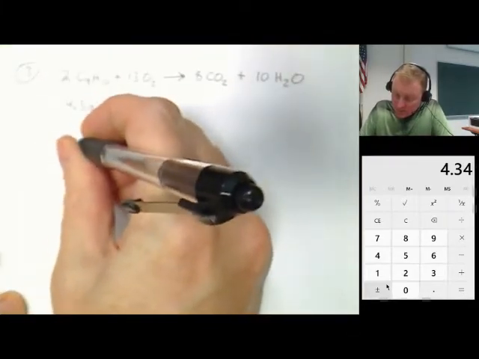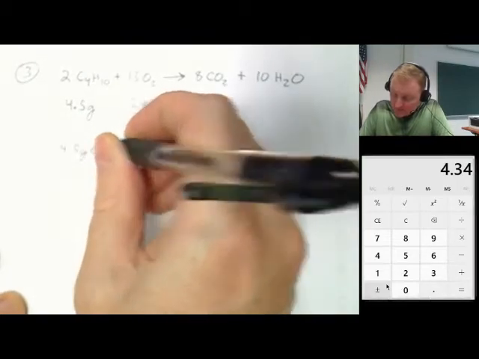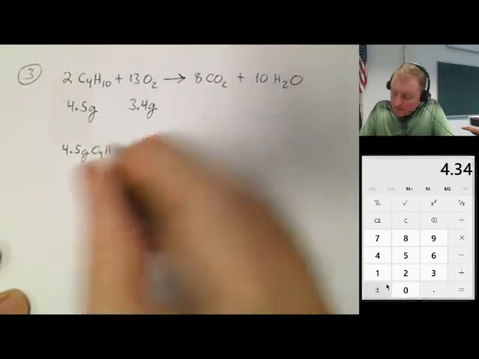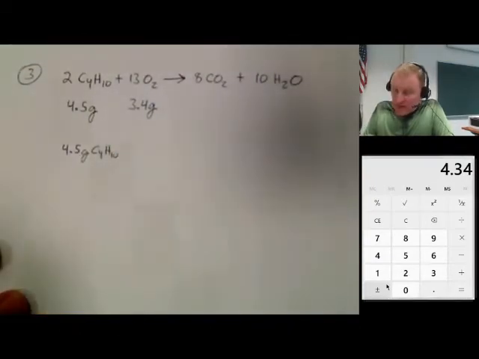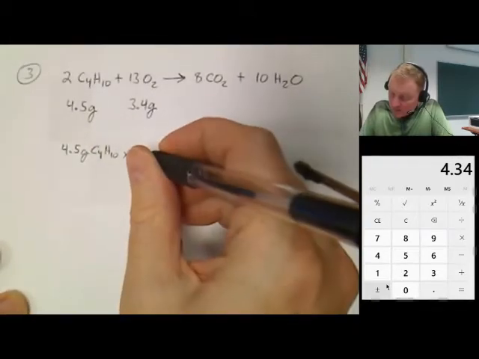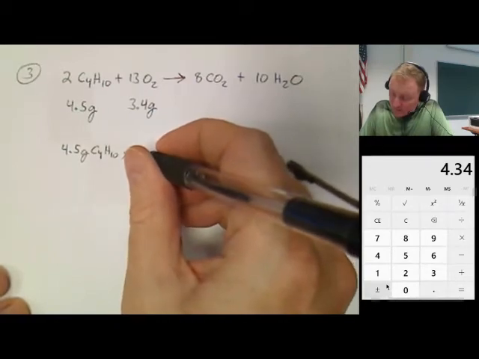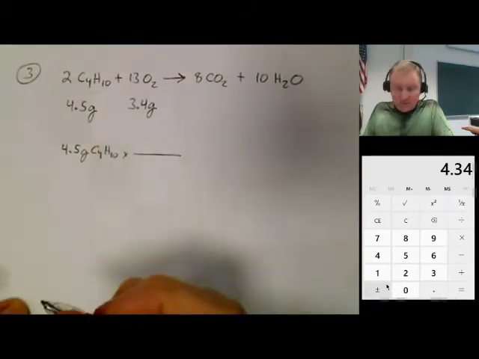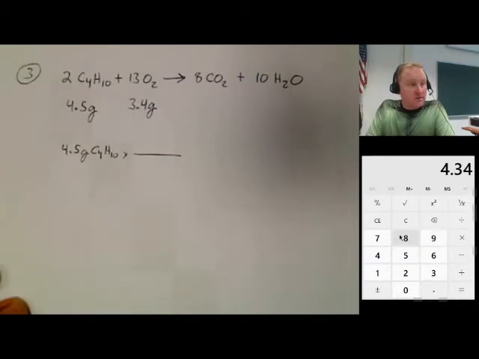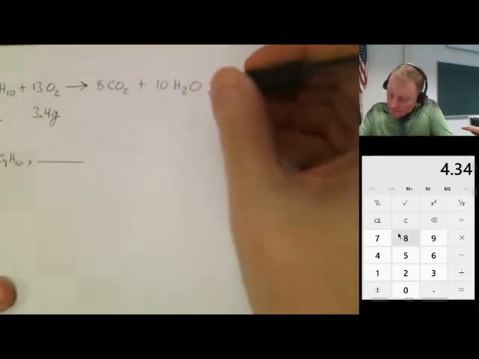So 4.5 grams of butane. And we're going to convert this into oxygen, but it's not a mole-mole relationship now. It's gram-gram. So we got to do a lot of work here. We're going to have to convert the moles of butane into the moles of oxygen. So we're going to go moles of butane, and I will just do this once here. We'll do this over here.